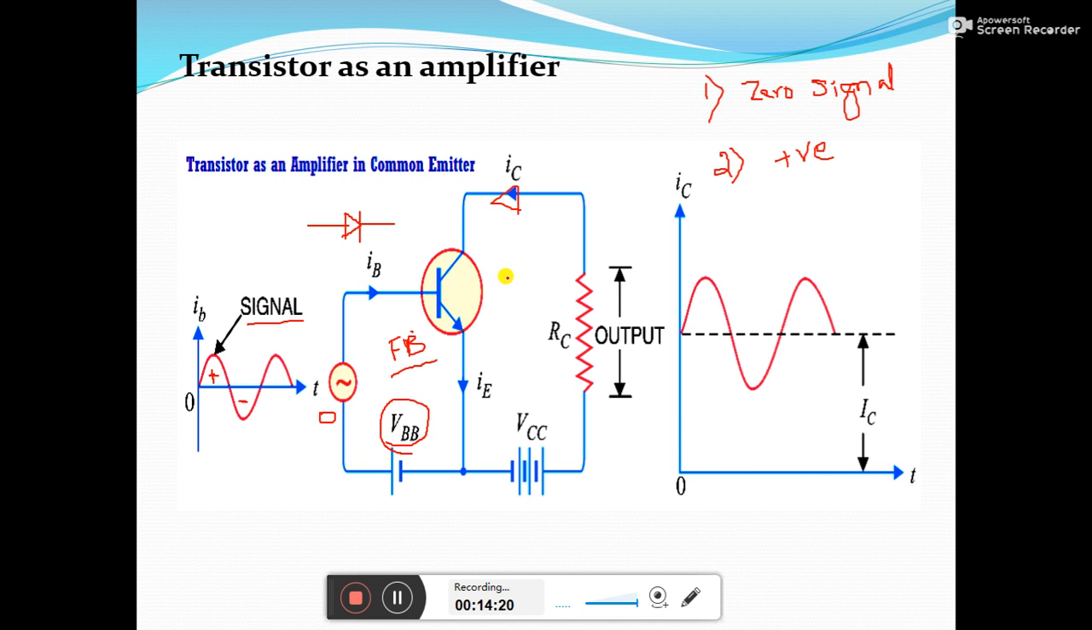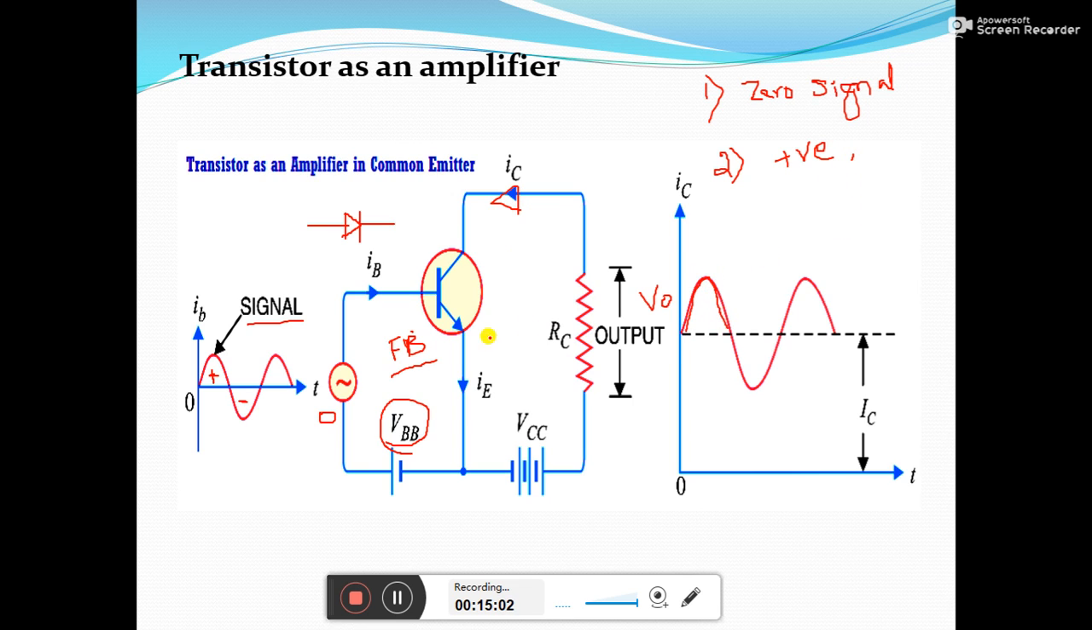That is IC. The increase in the collector current produces a large voltage across the RC. Since we are measuring the output across the RC, V0 will be nothing but IC into RC. RC is constant here. Since IC is getting varied according to the signal, during the positive half cycle the emitter to base junction is more forward biased, so IC also will increase. So IC is increasing, and obviously V0 will also increase.